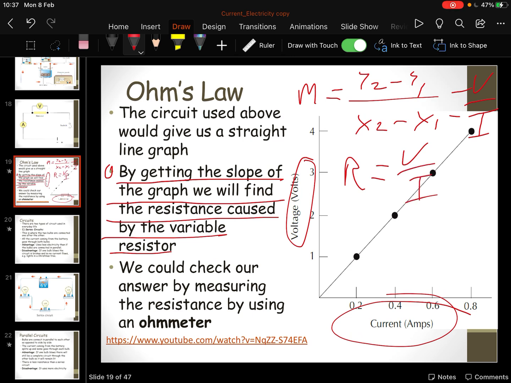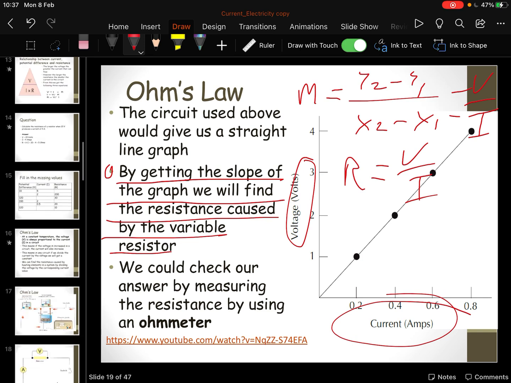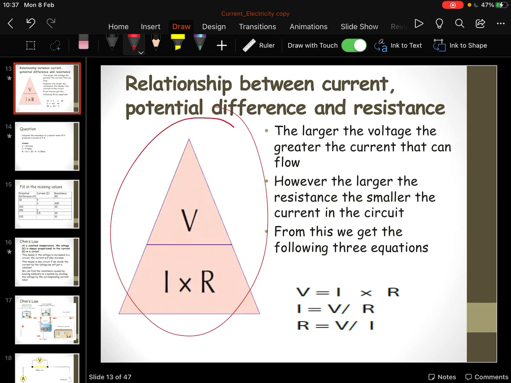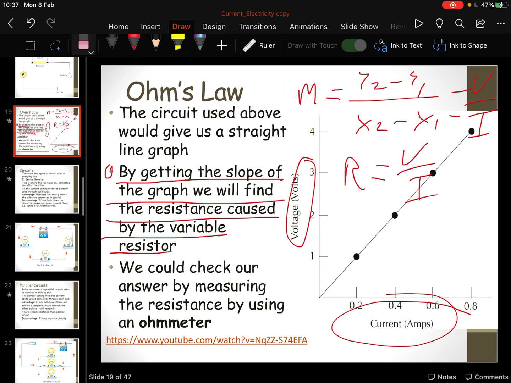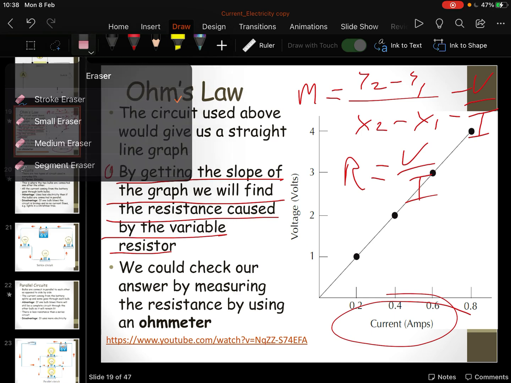That's how you draw your graph. That's why you get the slope. You're basically just using this equation from the previous video. It's just you're graphing it now, that's all, okay? So that's kind of what's happening there.